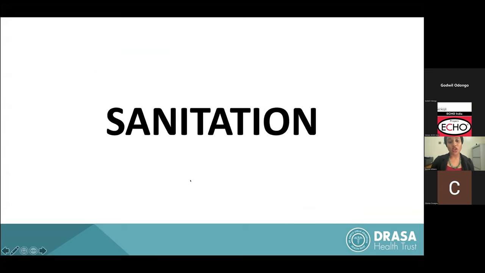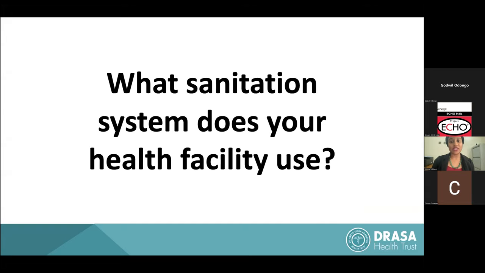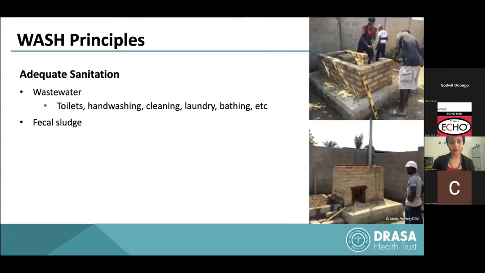The S in WASH is for sanitation. And what is sanitation? Some people may answer this question in the chat box. Let us know, what is the sanitation system you have in your own health facility? Now, adequate sanitation, what does that mean? It means that we have capacity to manage our wastewater, our fecal sludge. What are we doing with it? Where is it coming from?